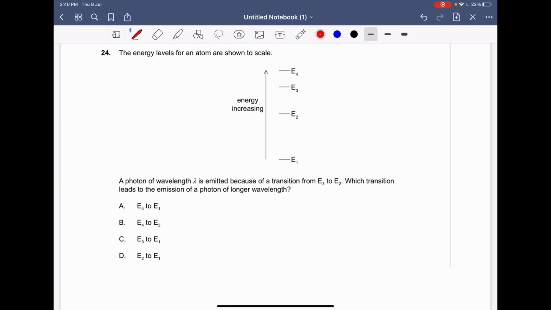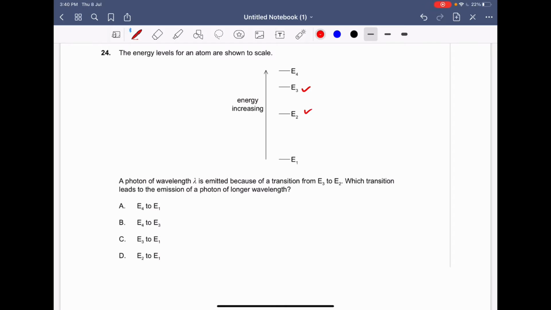So proceeding to the next question, that is your question number 24. The energy levels for an atom are shown to scale. A photon of wavelength lambda is emitted because of the transition from E3 to E2. Okay, so an electron made a transition from your E3 to your E2, and corresponding to that a photon of wavelength lambda is emitted, right?